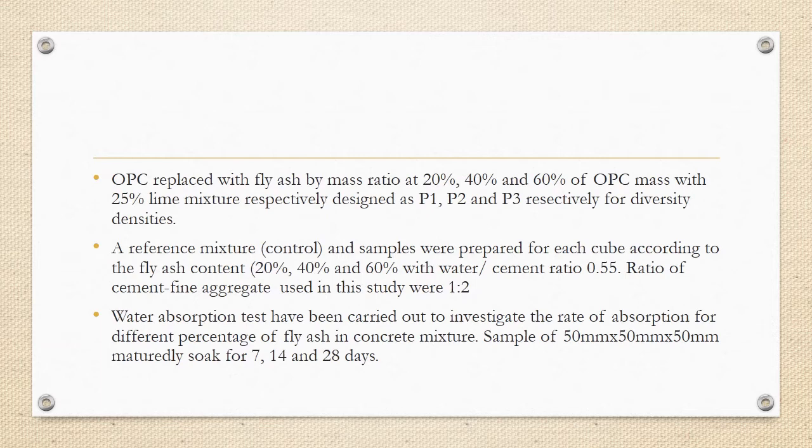A reference mixture control and samples were prepared for each cube according to the fly ash content with a water cement ratio of 0.55. The ratio of cement to fine aggregate used in this study was 1:2. Water absorption test has been carried out to investigate the rate of absorption for different percentages of fly ash in the concrete mixture. Samples of 50 mm were soaked for 7, 14 and 28 days.